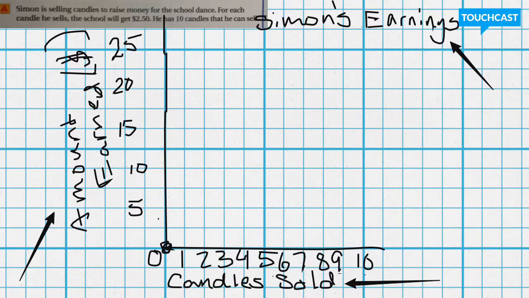He could also sell 1 candle. If that were the case, he could make $2.50. So we would put a mark at 1 and $2.50. If he sells 2 candles, he could make $5. So we'll put a mark at 2 and 5. If he sells 3 candles, he could make $7.50.